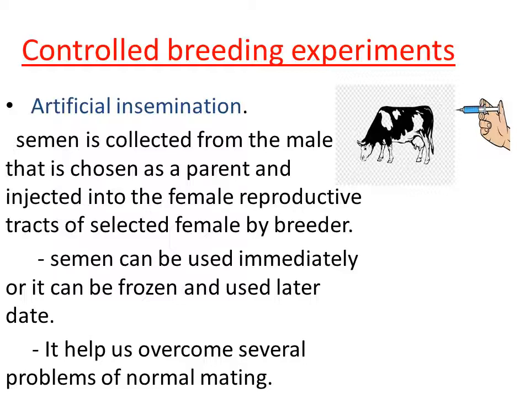It is also helpful to overcome several problems of normal mating. As I told, sometimes it is impossible to control the male animal. The bull is very aggressive in nature, so it will create problems during mating. Such problems can be overcome by artificial insemination. It is also useful when a good quality bull is not available in some area. Instead of carrying the bull from one place to another, we can easily collect the semen and use it in another place for the breeding experiment. So these are a few advantages of artificial insemination.